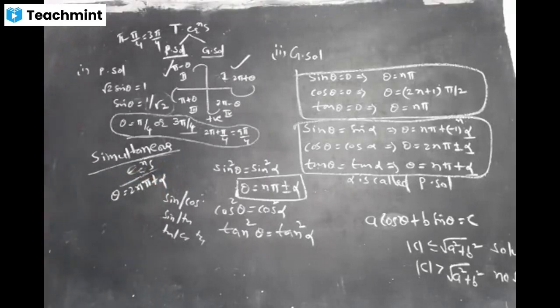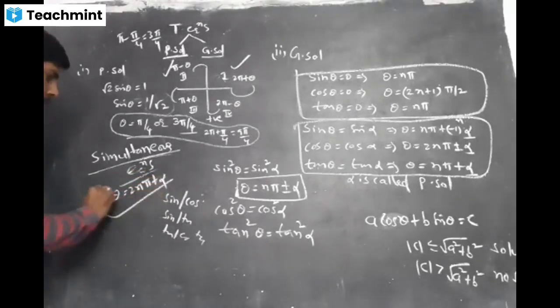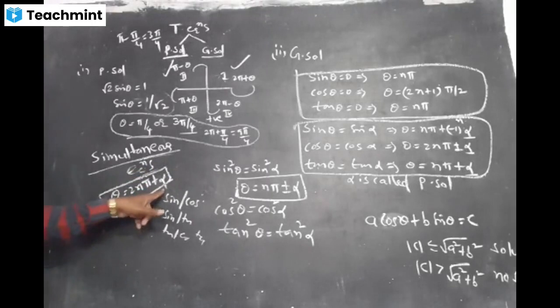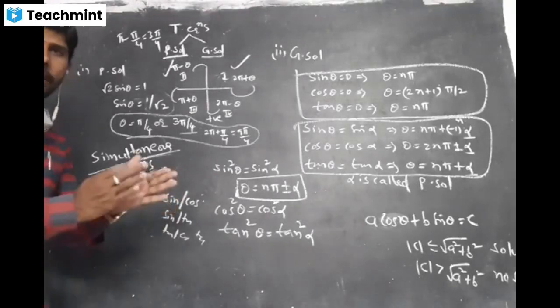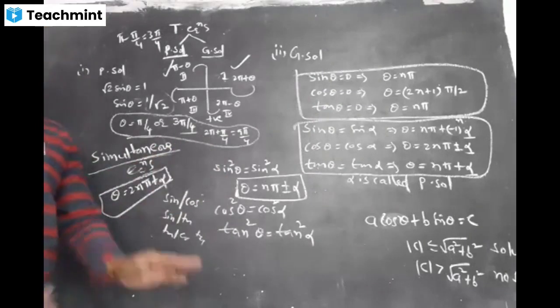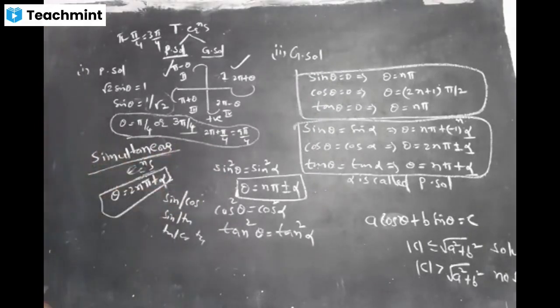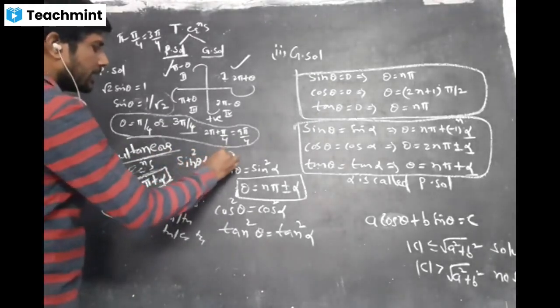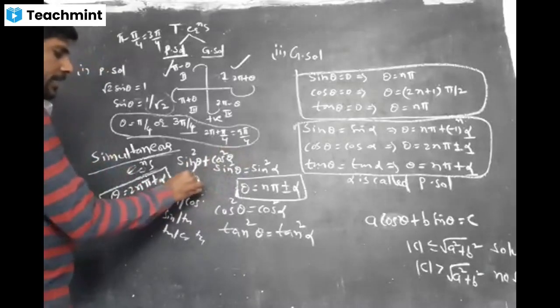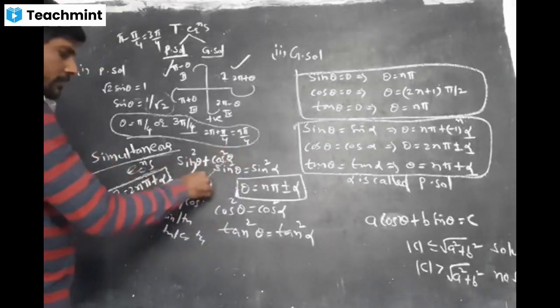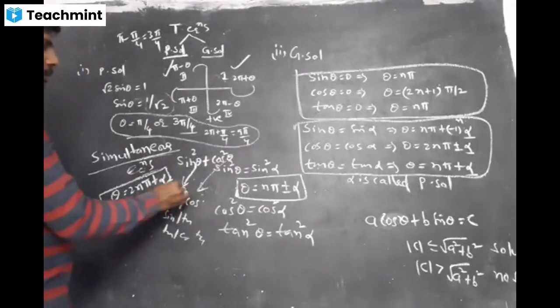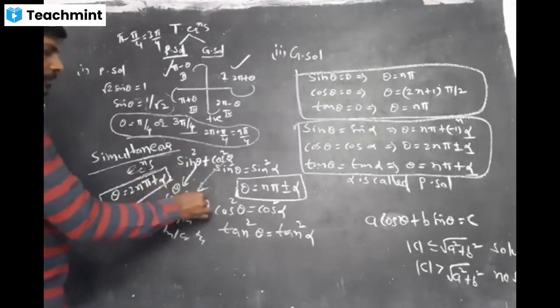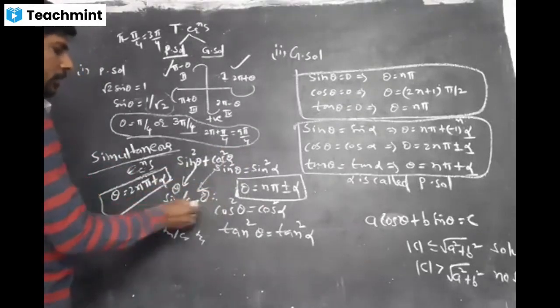In that case, we have to take theta is equal to 2n pi plus alpha. This alpha is the common angle between those given trigonometric functions. For example, sin square theta plus cos square theta. Here we find the sin square theta angle separately and the cos square function also separately. So here we get some theta value, and here also we get some theta value.